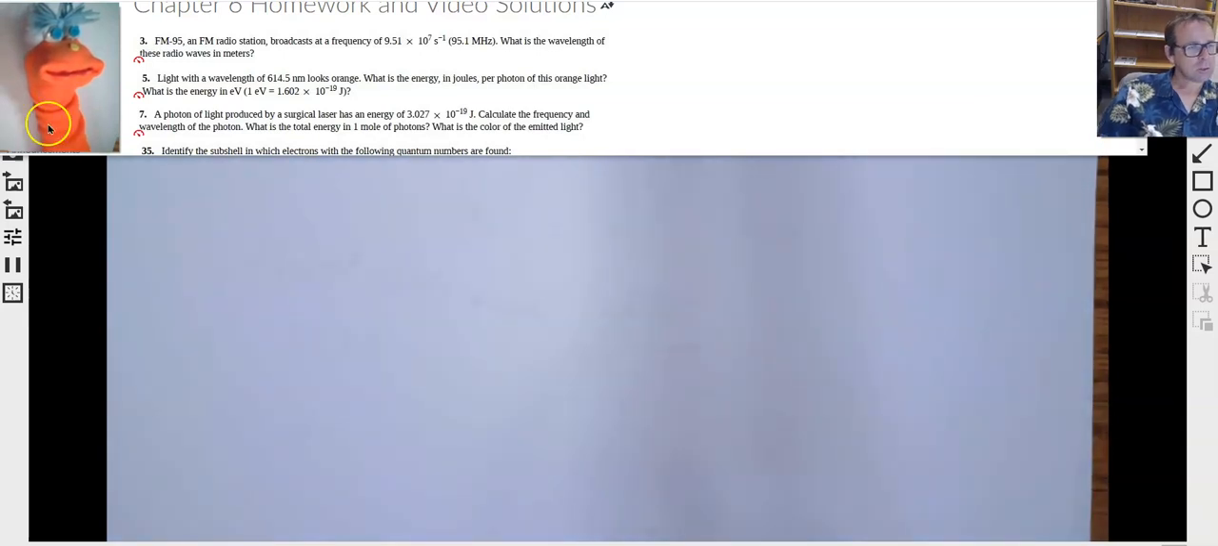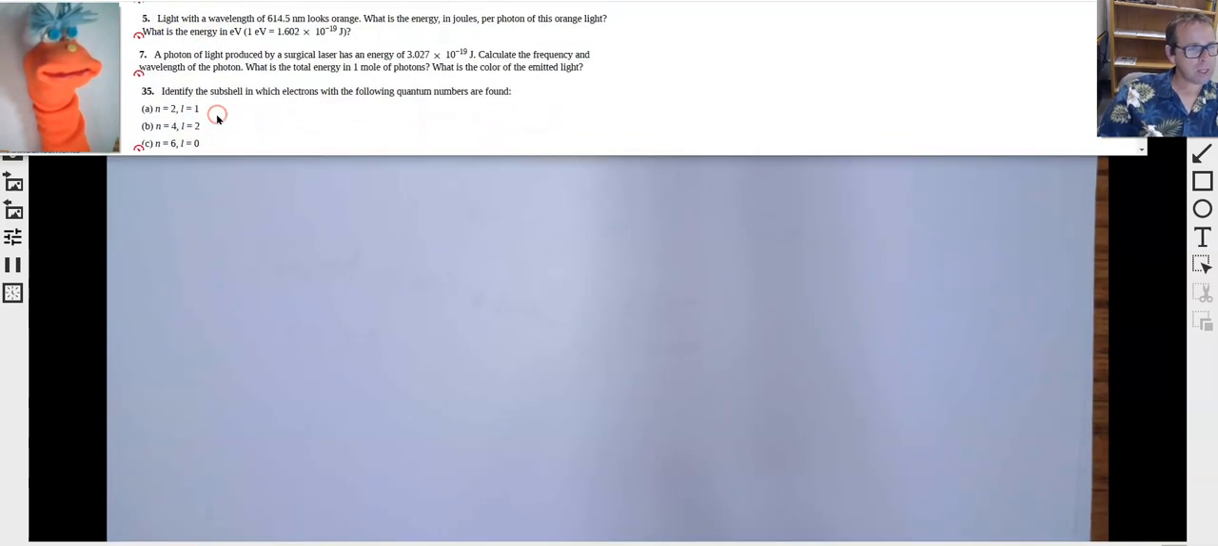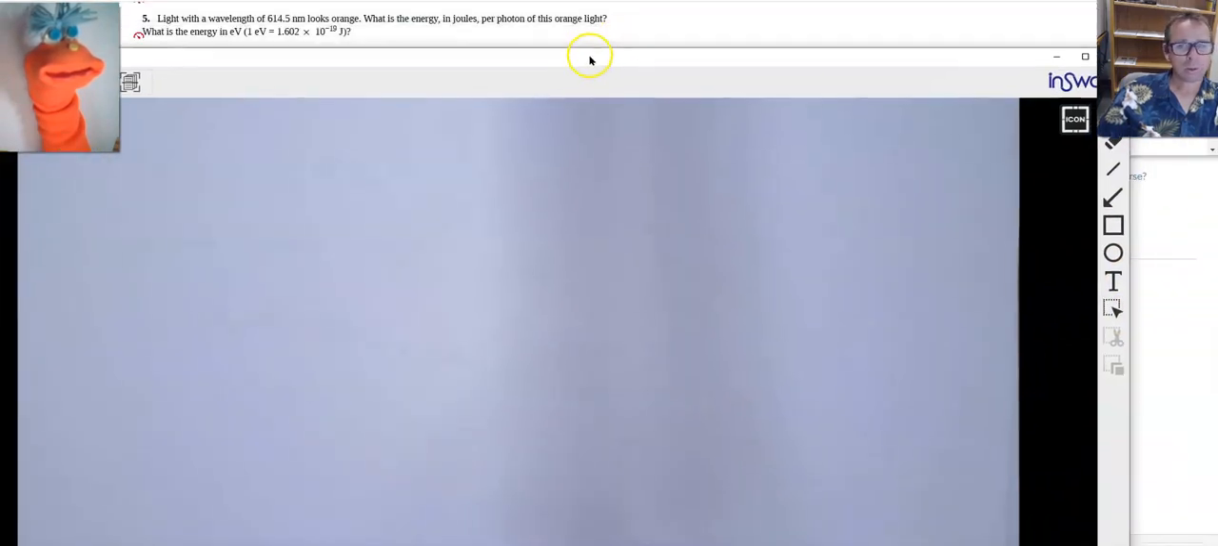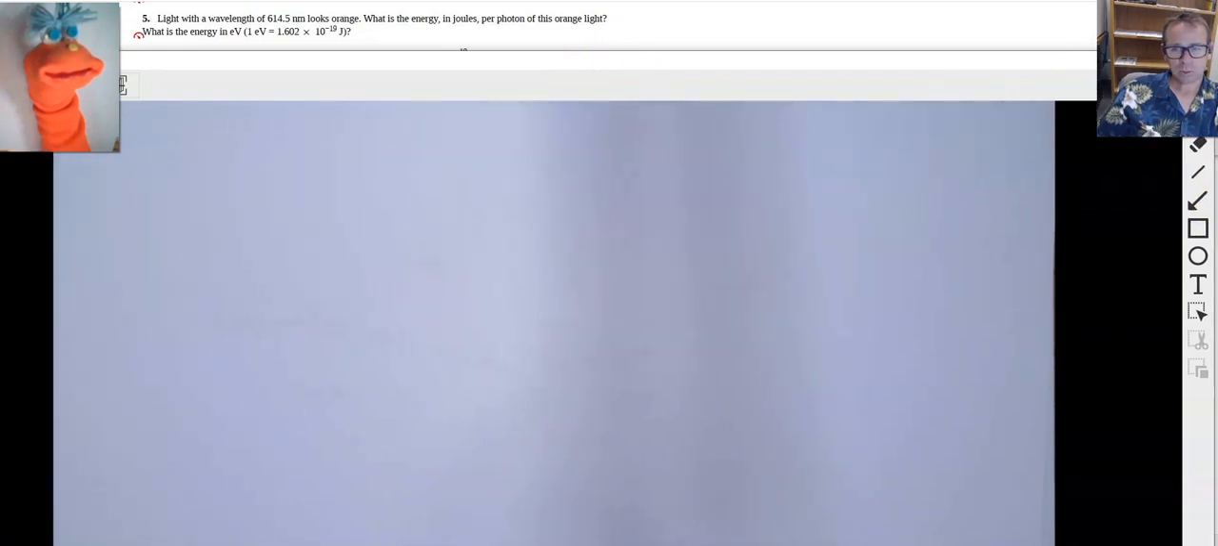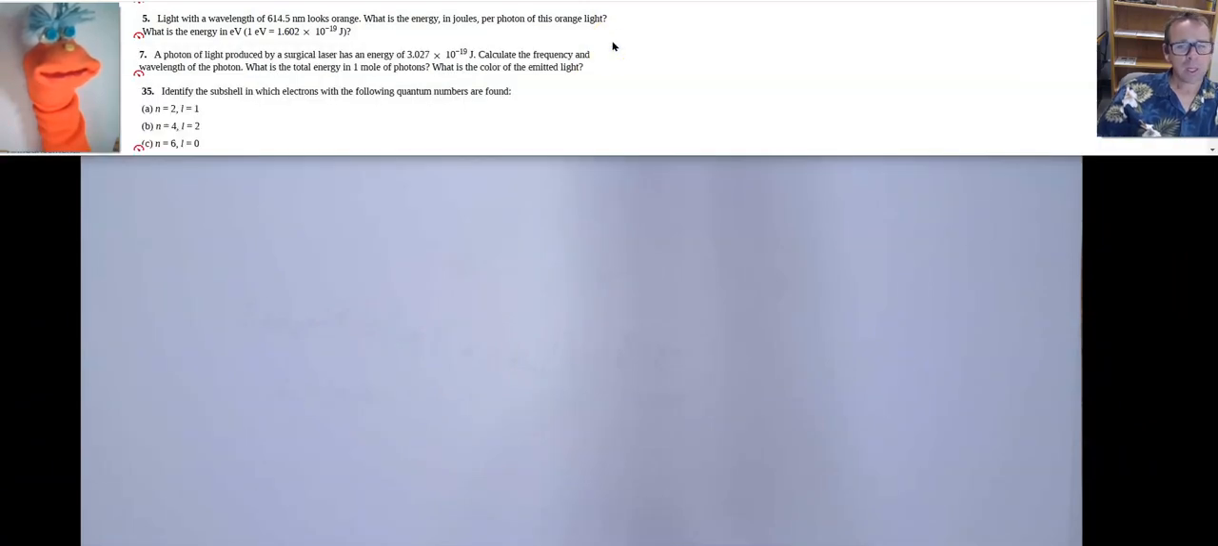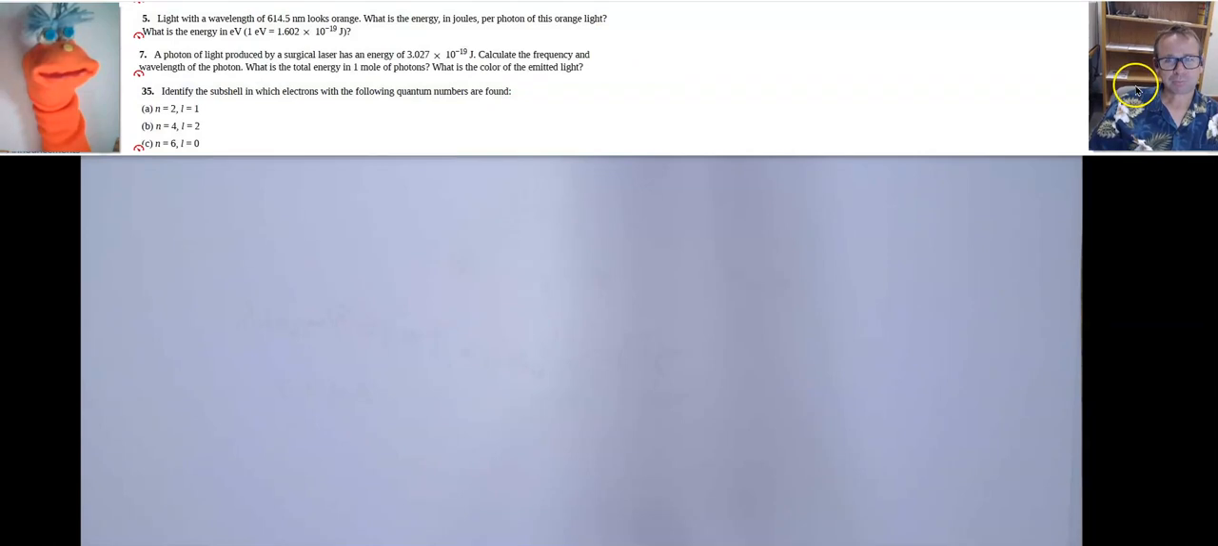All right, number 5. Light with a wavelength of 614.5 nanometers looks orange. What's the energy in joules per photon of orange light? Okay, so let's see if we can get this one. Let me fix this just a wee bit here. Drag this off the screen so it becomes less distracting. Okay, there we go. So we want energy, right? Yeah.